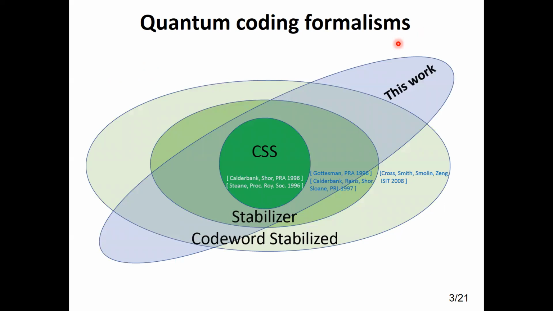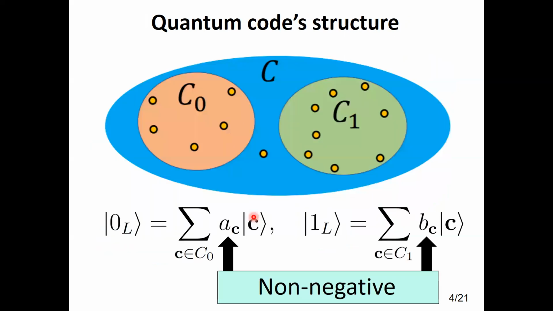There are many ways to construct quantum codes. One of the most celebrated formalisms is the CSS formalism, which needs no introduction. This has later been generalized to the stabilizer and later codeword stabilized formalisms. This work fits somewhere in the intersection of these previous coding formalisms. We encompass all CSS codes. We don't cover all the stabilizer and codeword stabilized codes, but we do fall outside of the framework. So this is a new framework, as you will see in a bit.